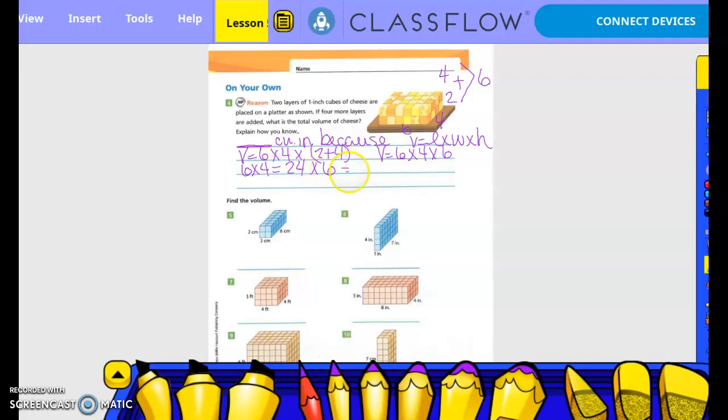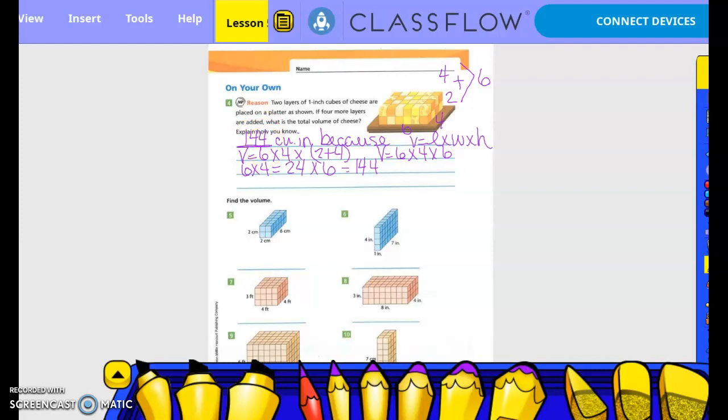So 6 times 4 is, put the 4, mentally carry the 2. 6 times 2 is 12, plus 2. So 144. So we have 144 cubic inches.